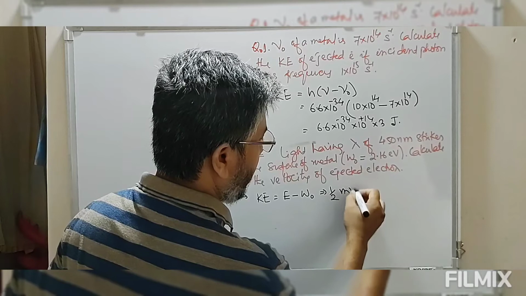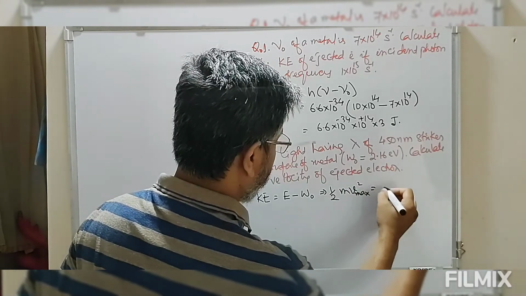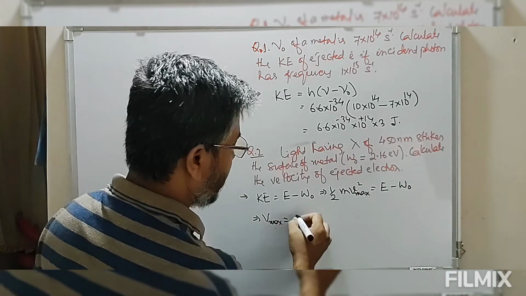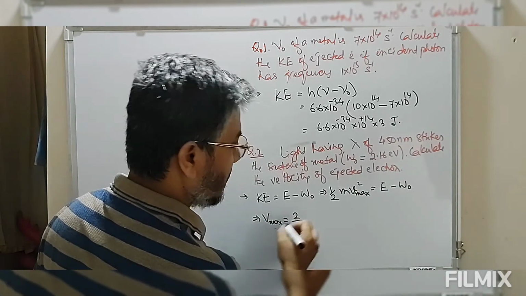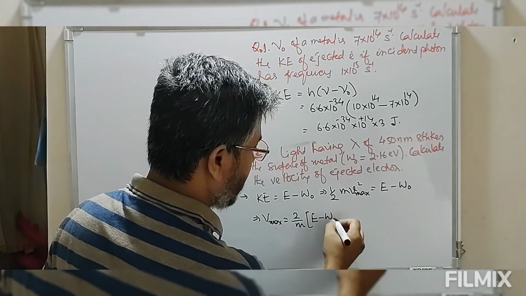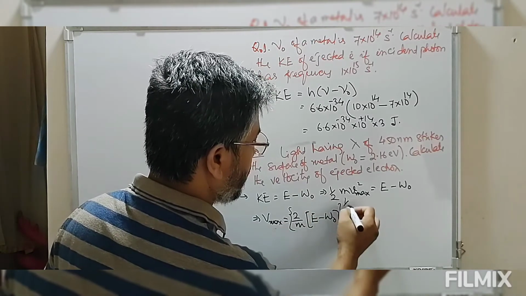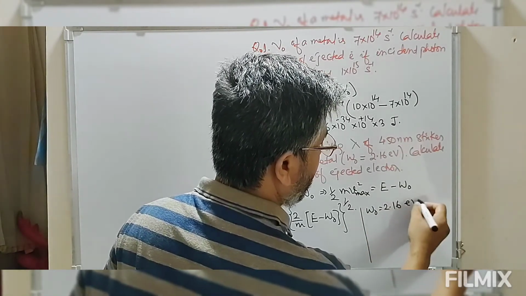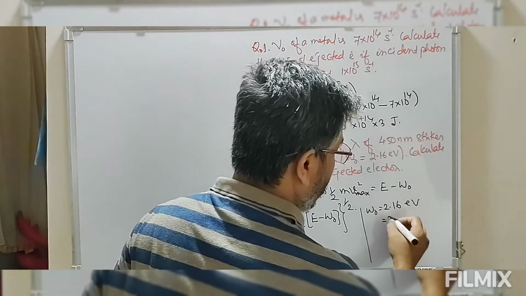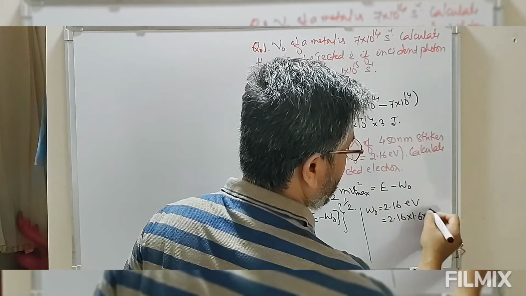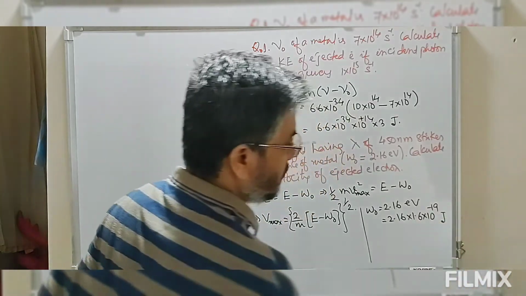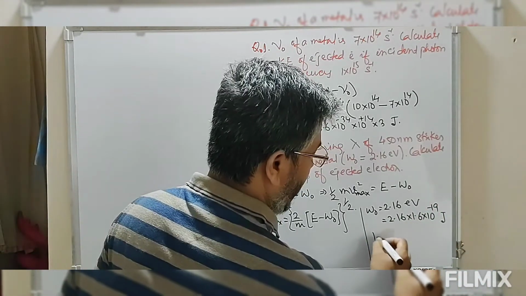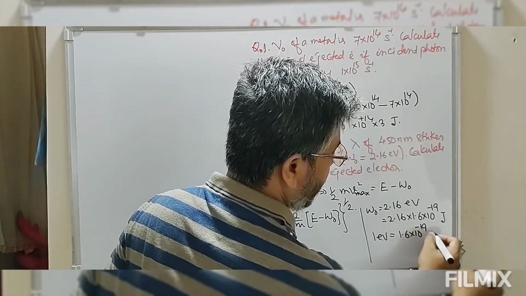So kinetic energy is half m v maximum square, which is equal to E minus W₀, or we can say the velocity of the ejected electron is the square root of 2 by m times (E minus W₀). Now W₀ is given as 2.16 electron volt, so we have to convert this in terms of joule. 1 electron volt is equal to 1.6 × 10^-19 joule. We have to keep this in mind.